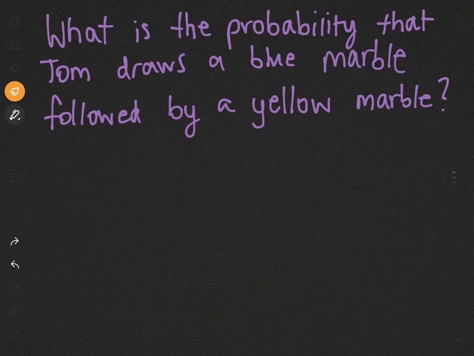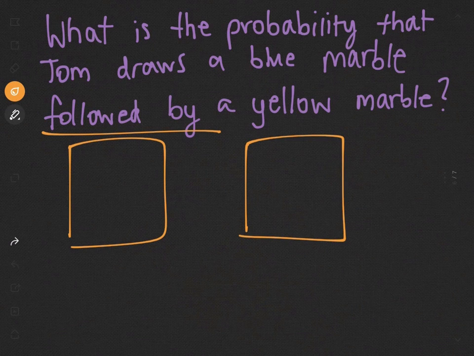I have another problem for you guys. This is a follow-up to the beginning problem. What is the probability that Tom will draw a blue marble followed by a yellow marble? So that's kind of like what we were doing in the beginning. We have 2 events, and we know that we're going to have to multiply them because we're not looking for a combined probability this time. It has to be a blue marble first, and a yellow marble on the second one. So the probability of drawing a blue marble, like we discussed before, is 5 over 18.